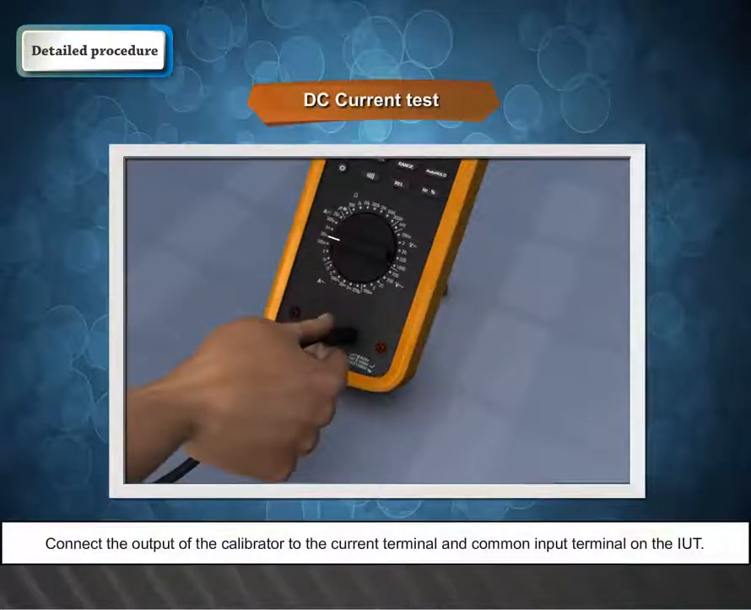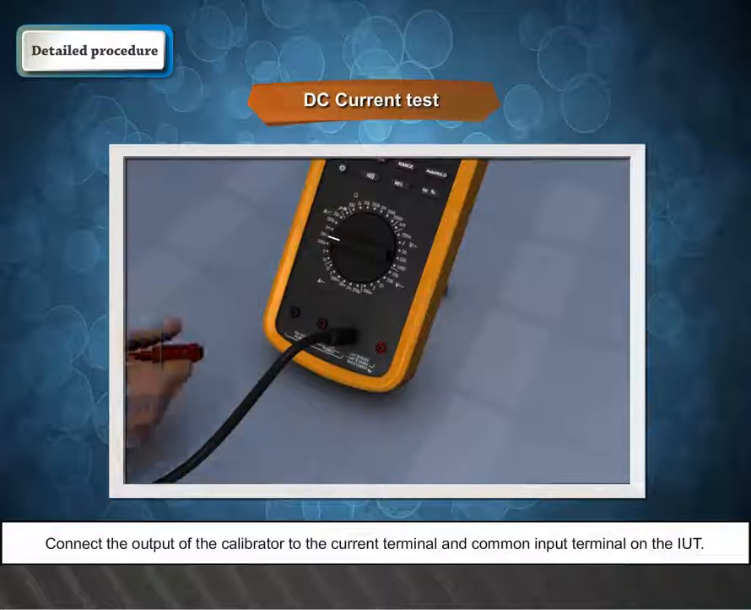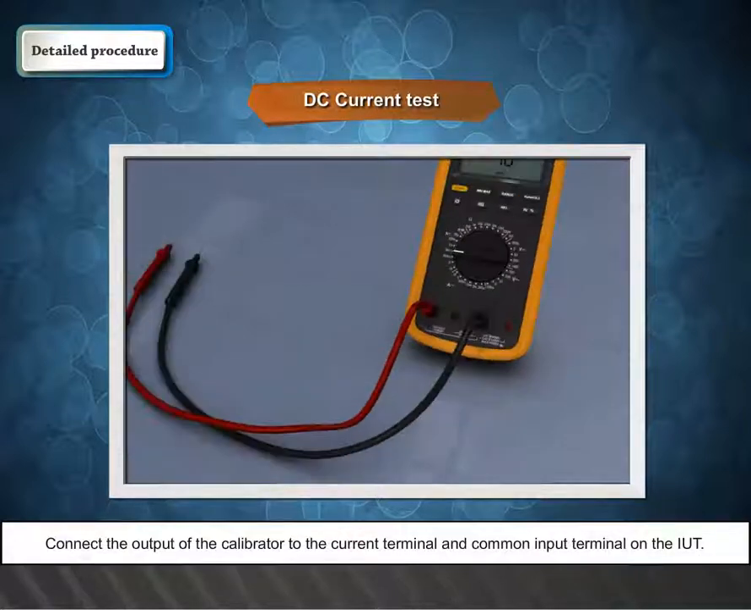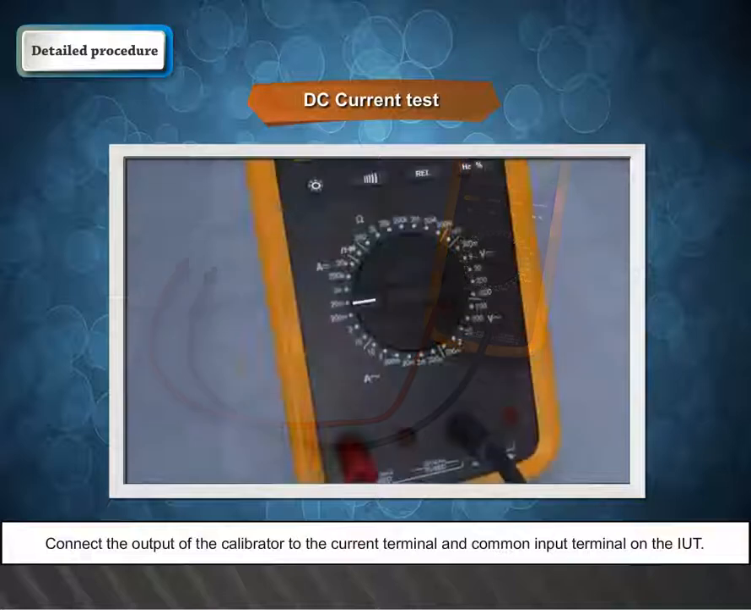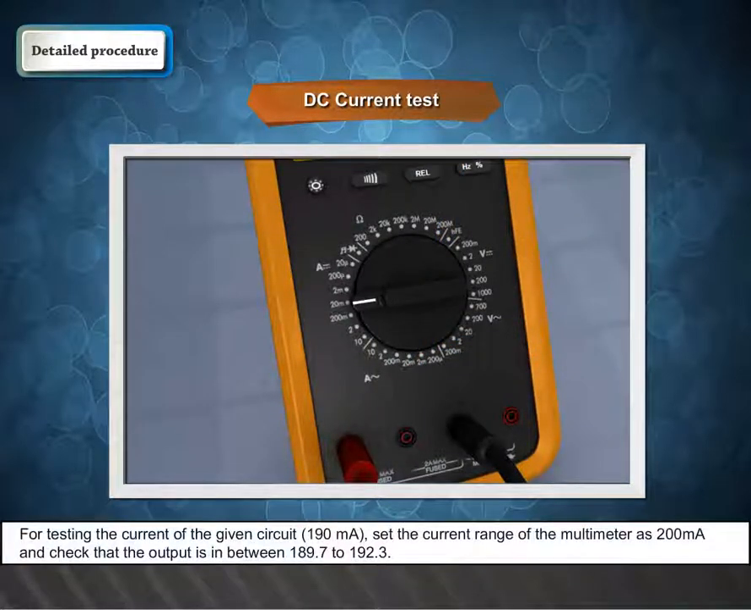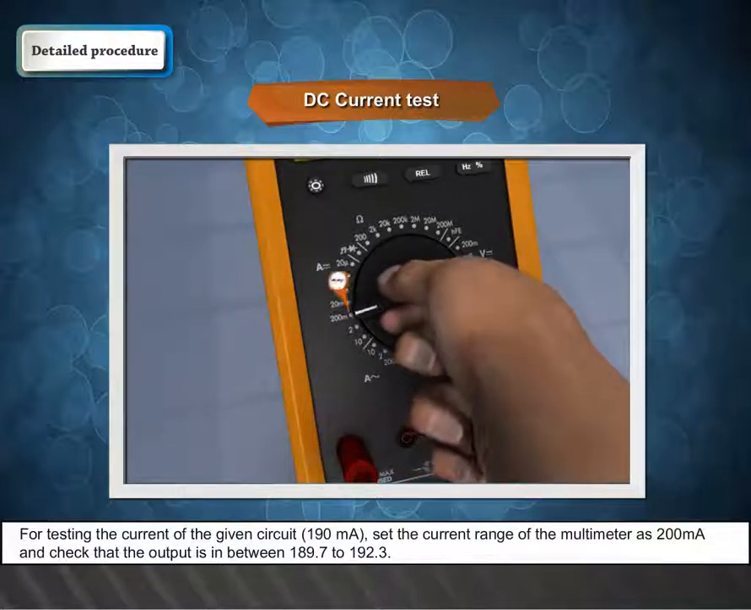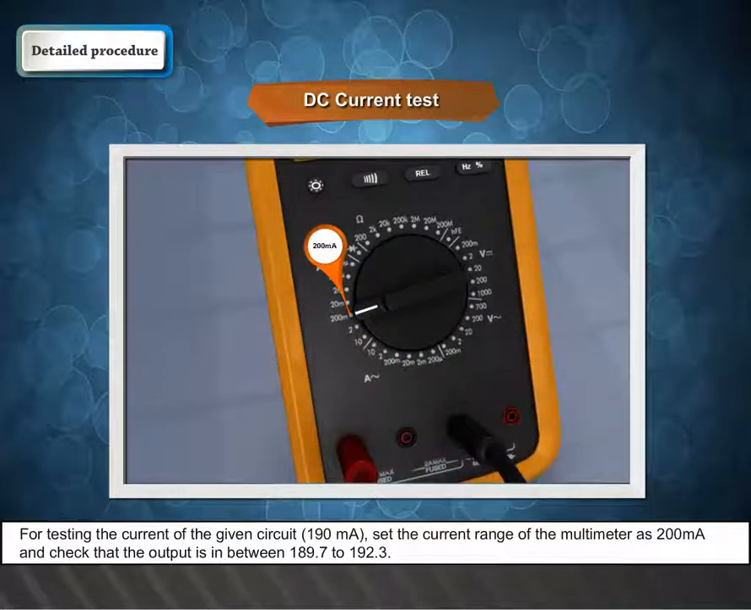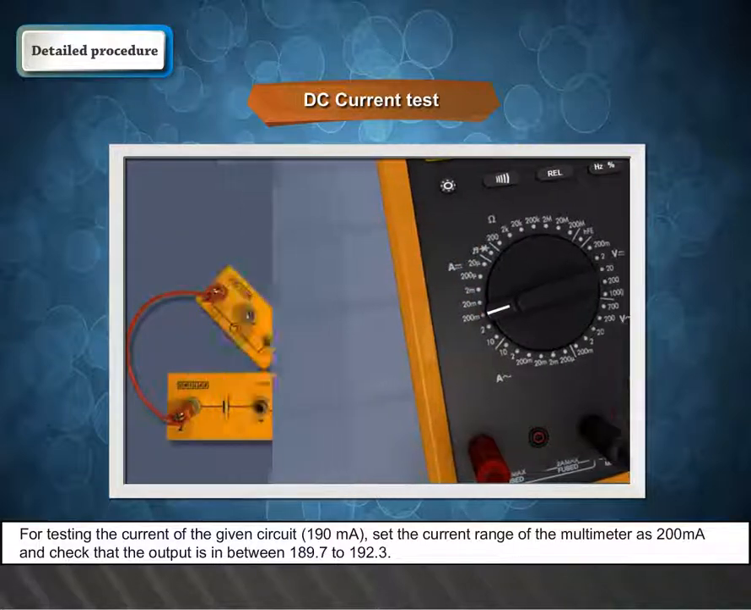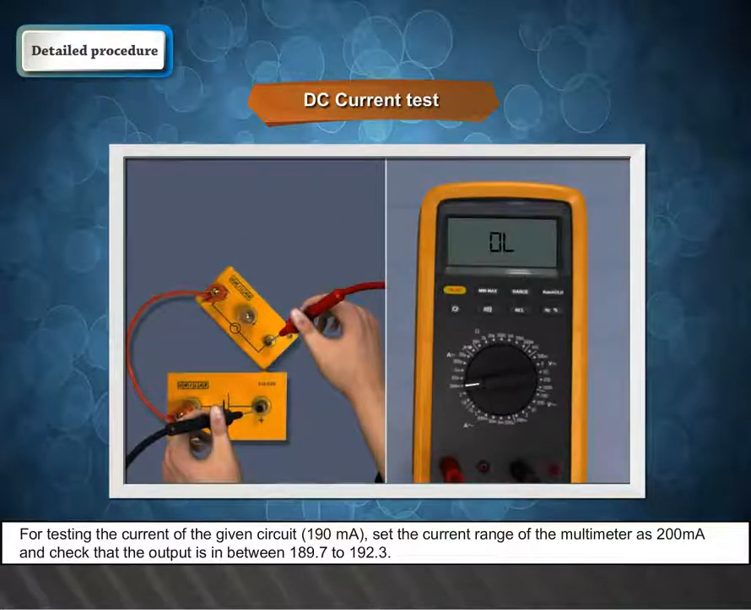DC current test. Connect the output of the calibrator to the current terminal and common input terminal on the IUT. For testing the current of the given circuit, that is 190 milliamps, set the current range of the multimeter as 200 milliamps and check that the output is in between 189.7 to 192.3.